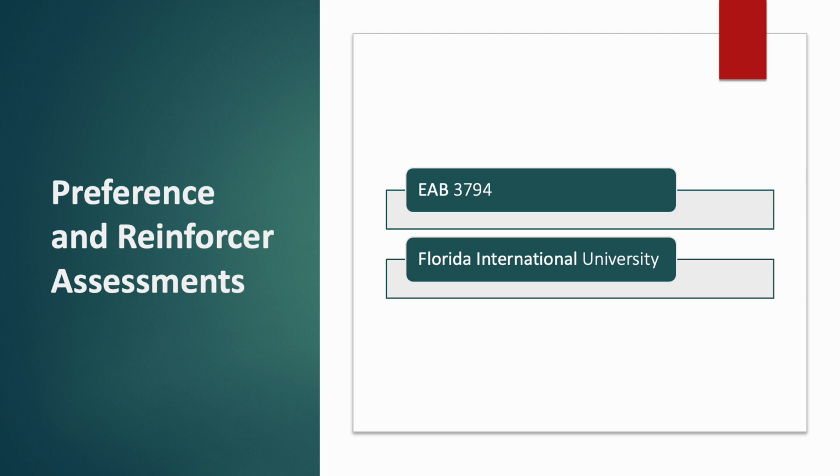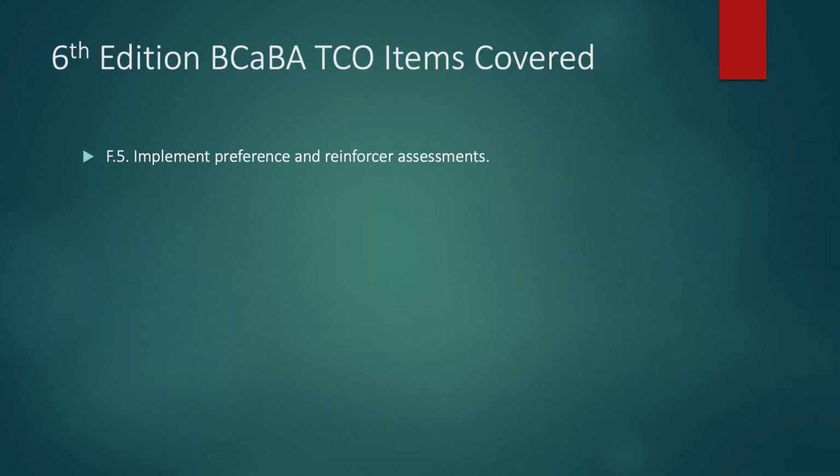Within this lecture, we will be discussing how to identify preferred items and how to identify which of those items are going to actually function as reinforcers. The TCO item covered within today's lecture from the 6th edition BCABA test content outline is F5, which is implement preference and reinforcer assessments.